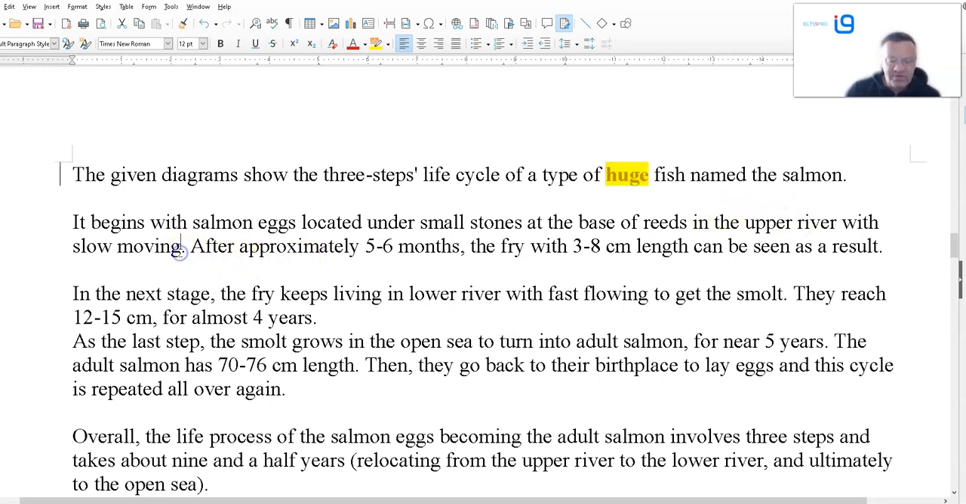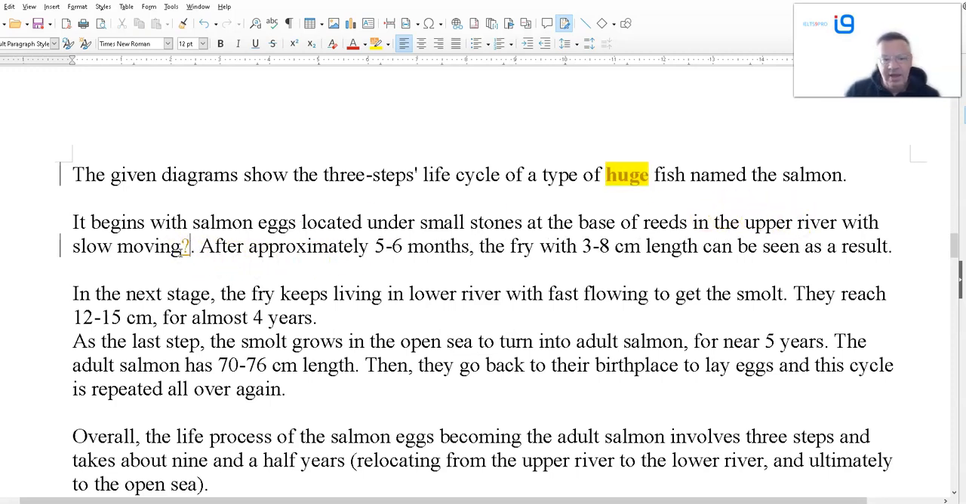With salmon eggs located, well, right, they're not located, they've got to be laid with slow moving. What? With slow moving what? It begins with salmon eggs located under small stones. Well, they're laid between reeds and small stones, at the base of the reeds in the upriver with slow moving.